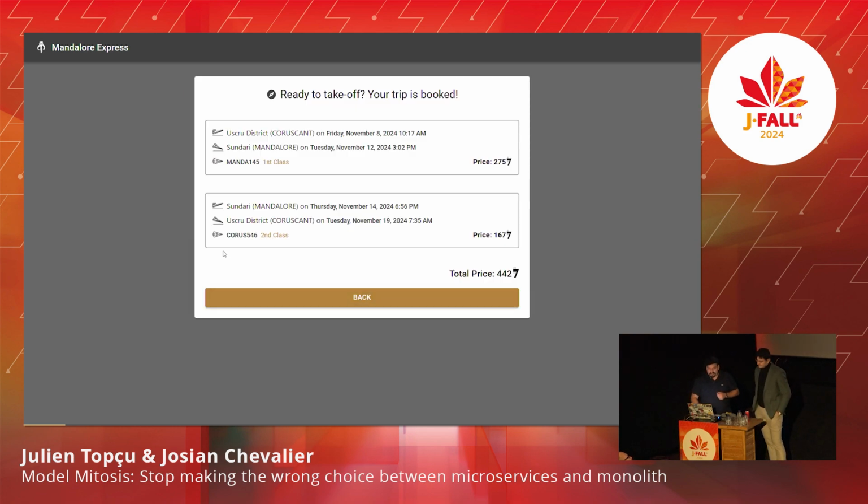You can see here the first class fare for the outbound, and the second class fare for the return. And you also see here the total price, which includes the taxes for our users. Okay, I'm kind of impressed, I have to admit. You did manage to make some code that compiled.